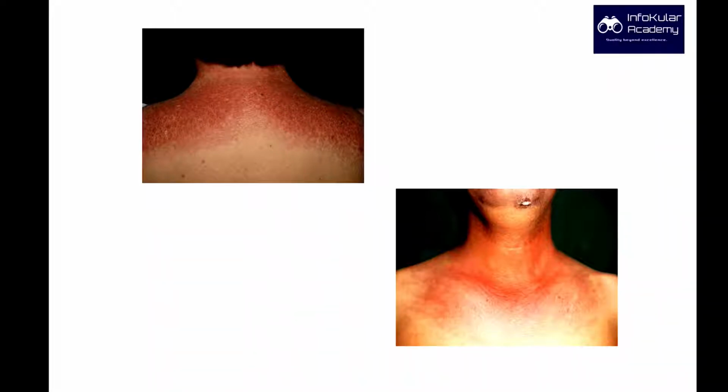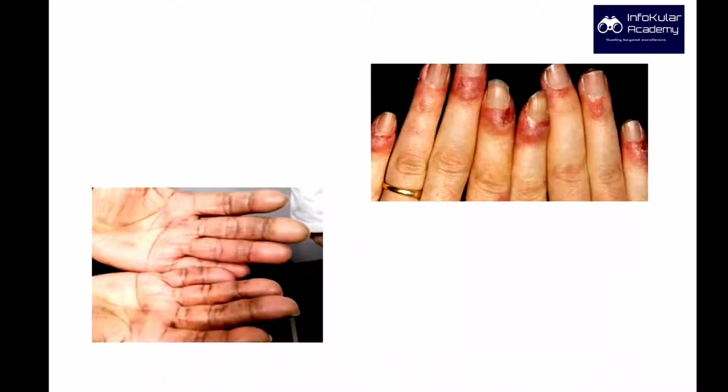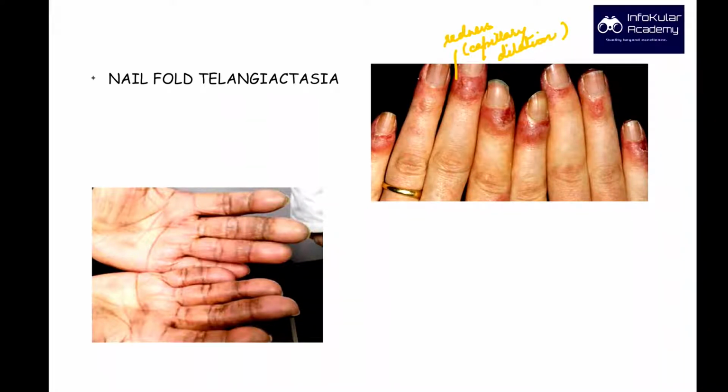Next, we have the back of a person, nape of neck, and the lateral aspect of the shoulders. Now, erythema in such areas is called the shawl sign. Similarly, if you see erythema on the front of the neck in a V shape, this is called the V sign. Next, we see redness around the nails. This could be due to capillary dilatation. What do you call it medically? It is called telangiectasia. So here we have nail fold telangiectasia.